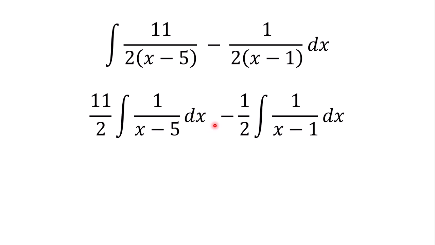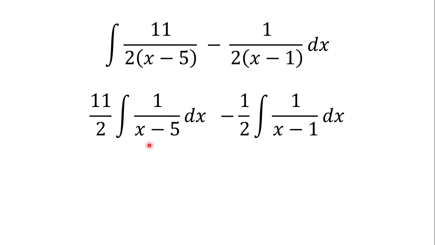But maybe somebody may be thinking that when he factors out the 1 over 2, the 11 here will be causing a problem. You find it difficult how to handle the 11 here together with x minus 5. So if this 11 will worry you, then you do it as I've done mine here.